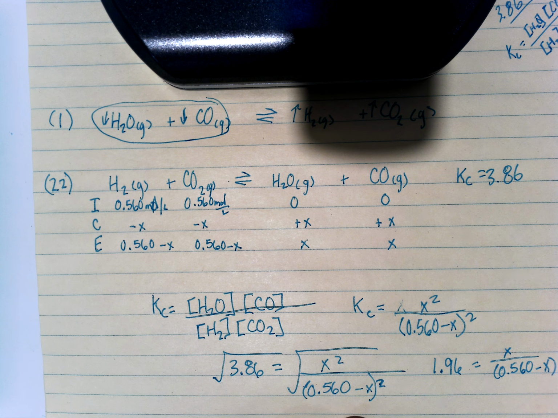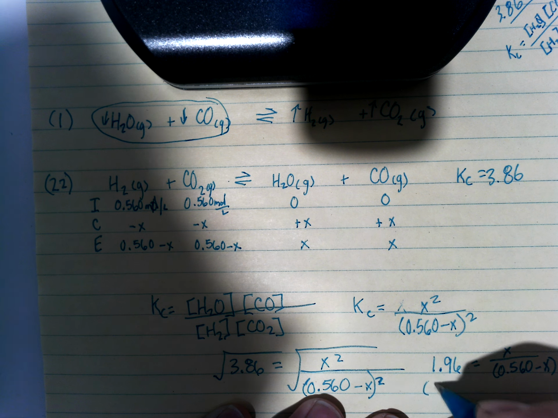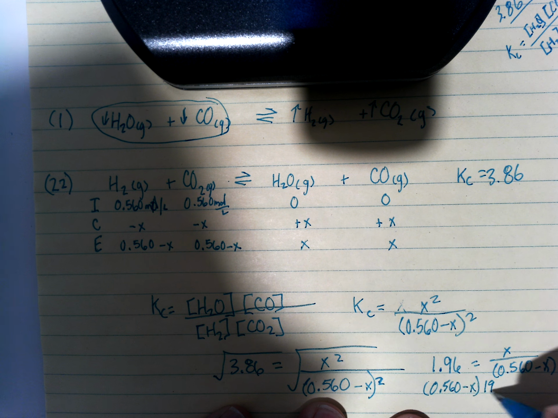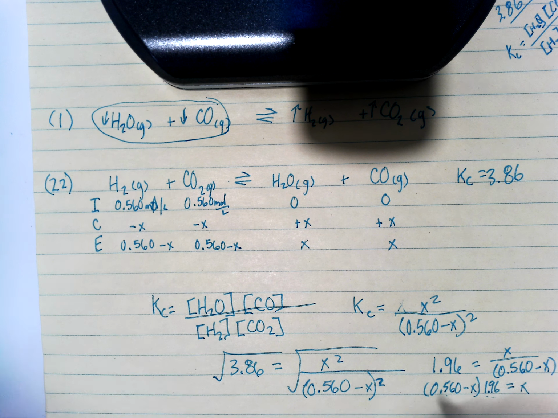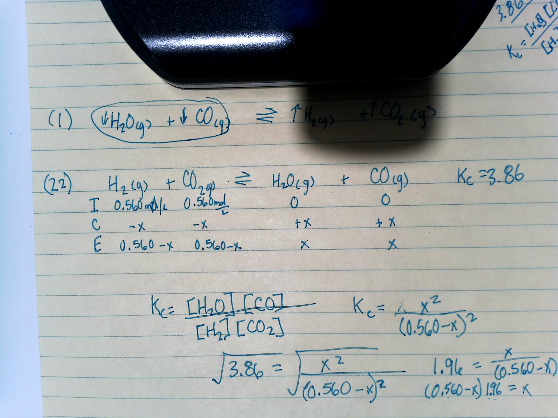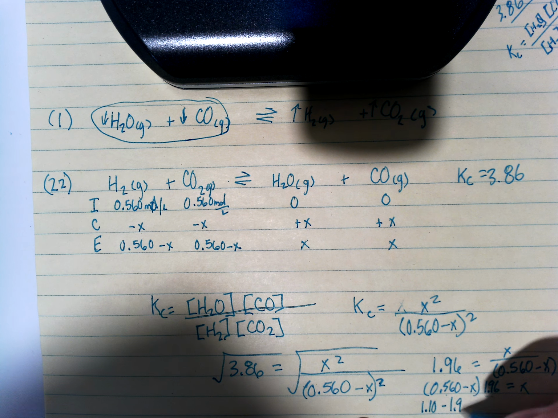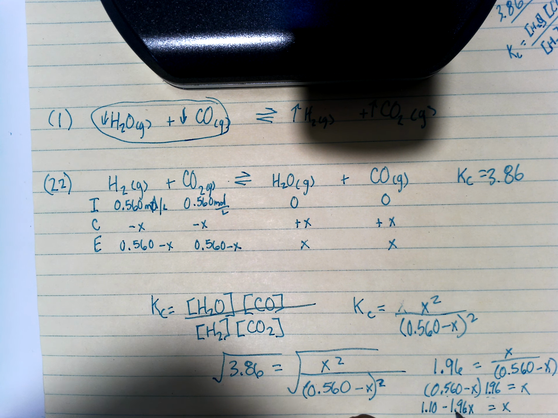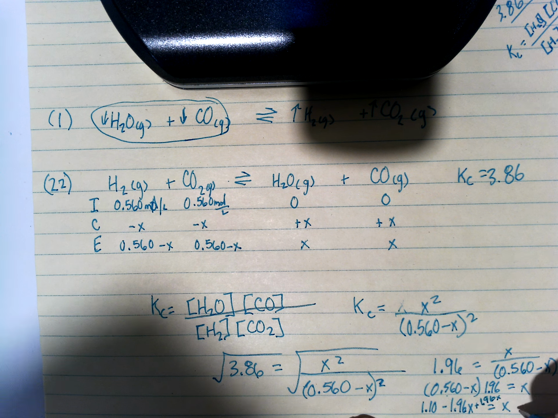So we're going to multiply both sides by 0.560 minus x. We get 0.560 minus x times 1.96 equals x. This gets multiplied by both of these numbers, so we got 1.10 minus 1.96x is equal to x. Now to get our x's together, we're going to add 1.96x to both sides.